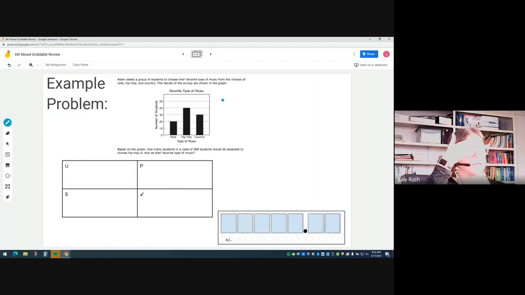Okay. Let's see what our next problem is. So they've given us a chart. And it says that Aiden asked a group of students to choose their favorite type of music from the choices of rock, hip hop, country. The results of the survey are shown on the graph. So this is a bar graph where I have types of music and the number of students. I like to go in and kind of mark up my graph. So if I look here, there were 20 students here, and they all liked rock the best. Hip hop was 40. And country was 30.